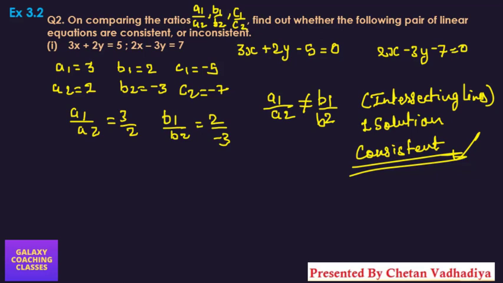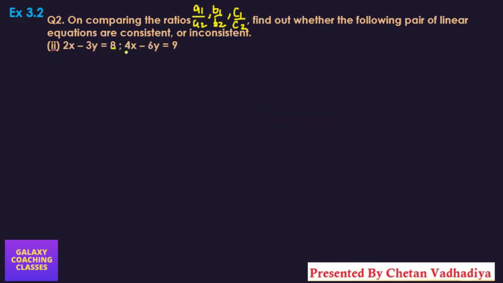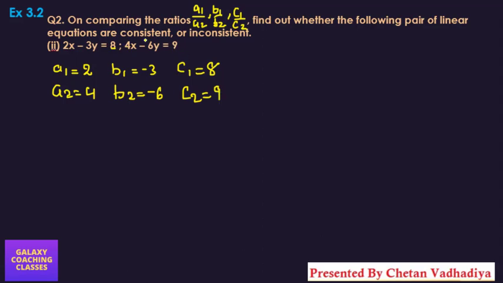Moving towards question number 2, again you can see, if you want to arrange you can arrange, otherwise you can also do it directly. This time I am going to do it directly. a1 will be 2, b1 will be minus 3 and c1 will be 8, and here also a2 will be 4, b2 will be minus 6 and c2 will be 9. This time I am not changing sign. Why? Both these are on the RHS side, that's why it's okay.